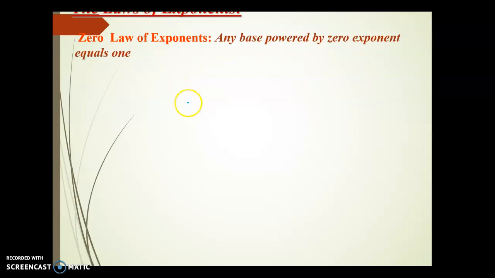Last one. Okay, the zero law of exponents. Any base powered by zero exponent is equal to 1. So basically, anything that is raised to 0, any value, any letter, any feelings that is raised to 0, that means it's nothing.